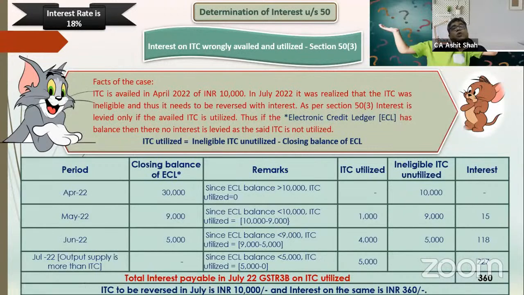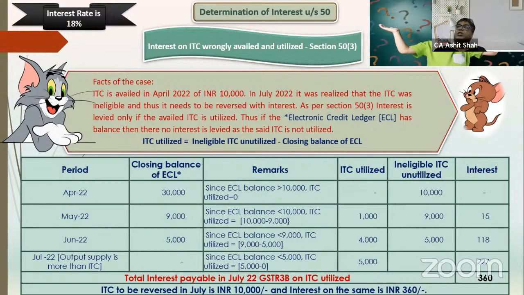Now this is a scenario of ITC wrongly availed and utilized. So we said ITC wrongly availed and utilized. So how do we count interest in that? Now the fact is that the taxpayer has availed the ITC in the month of April 22 of rupees 10,000. In July 22, he has realized that this ITC was ineligible.